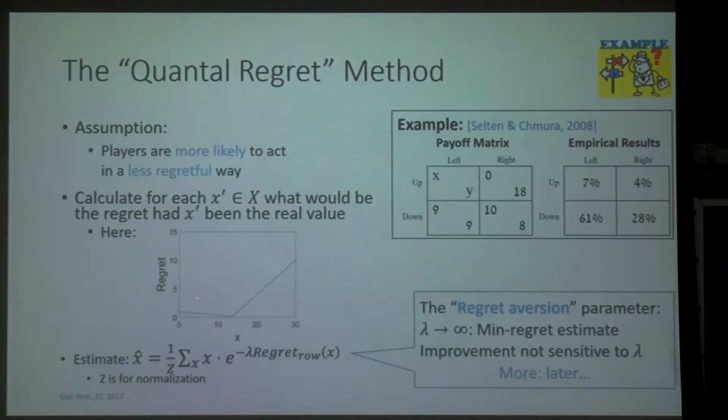And in the exponent, we have lambda that we call the regret aversion parameter. As you can see, for large values of lambda, the Quantal regret estimate approaches the mean regret estimate. So you can think about our method as a generalization of the mean regret method. In this example, for lambda equals 3, the estimate will be 10.2. I'll show later how we suggest to determine the value for lambda, and we will see that in fact, the improvement using this method is very robust to the choice of lambda, but more about that later in the slides.